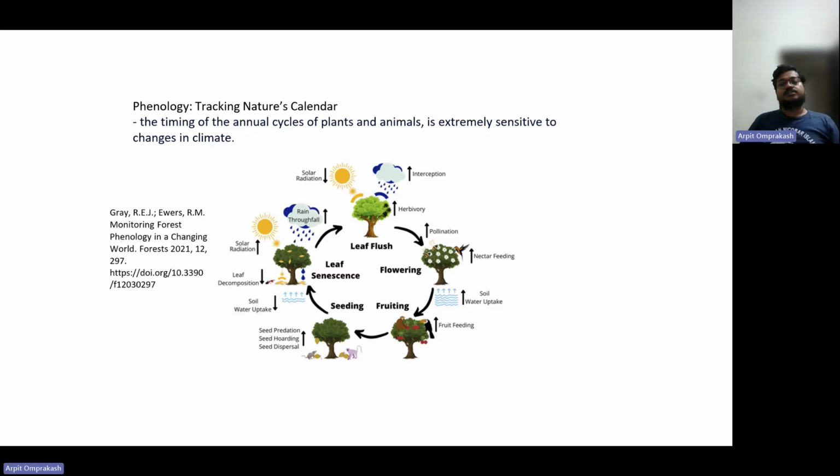The second global change that we see because of climate change is changes in phenology. Phenology is the timing of annual or periodic cycles in plants and animals, and it is extremely sensitive to changes in climate.